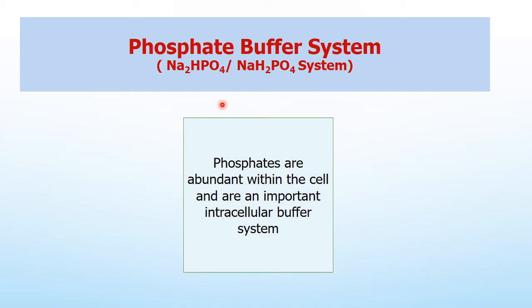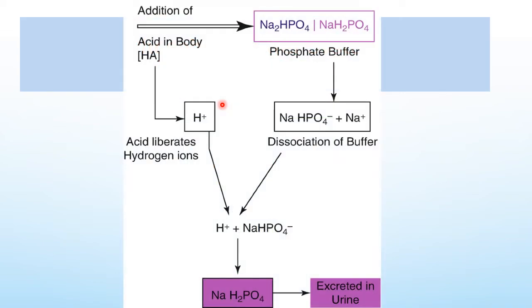Coming to the phosphate buffer system, which is the disodium hydrogen phosphate or the sodium dihydrogen phosphate system. Phosphates are abundant within the cells and are an important intracellular buffer system. So when there is acidosis or an acid is added into the body where there is increased hydrogen ions, it reacts with the disodium hydrogen phosphate component of the phosphate buffer, which dissociates into sodium hydrogen phosphate and a single hydrogen ion. This combines with the hydrogen ion in the body to give sodium dihydrogen phosphate, which is excreted in the urine.